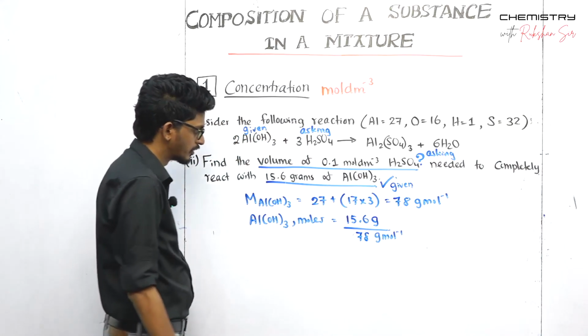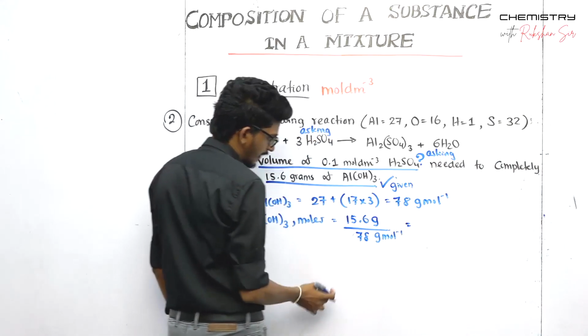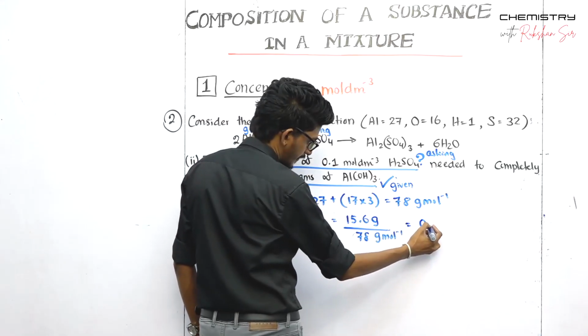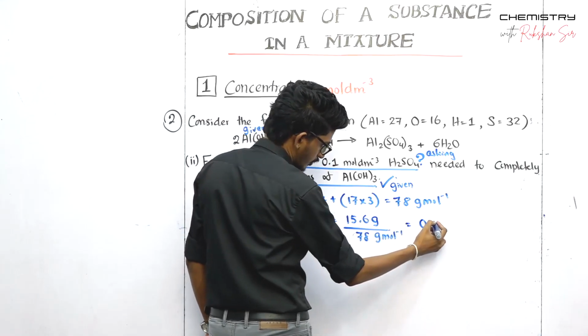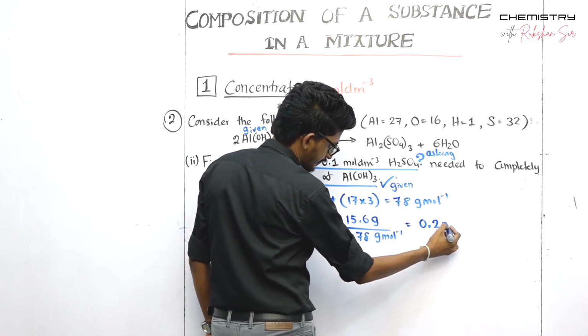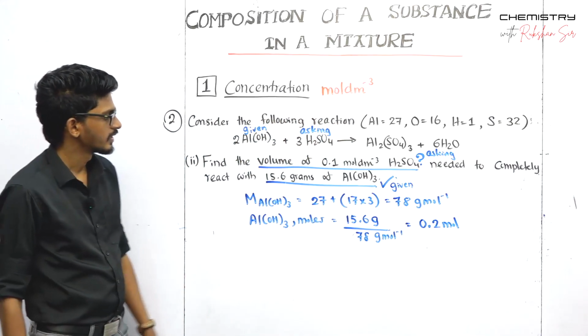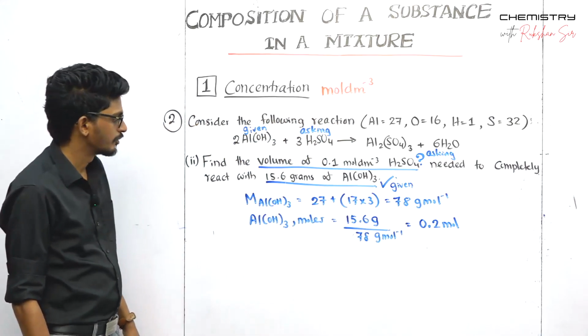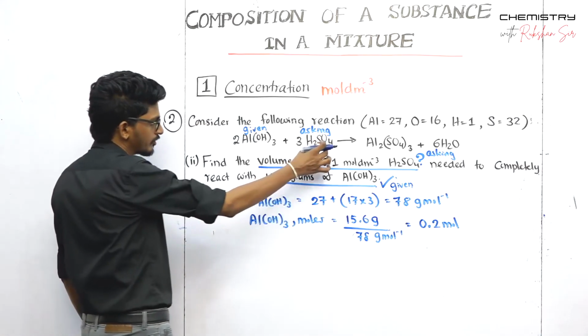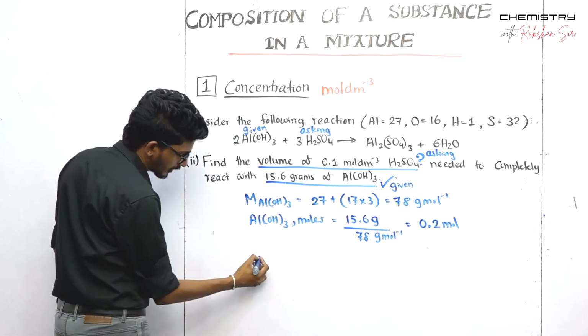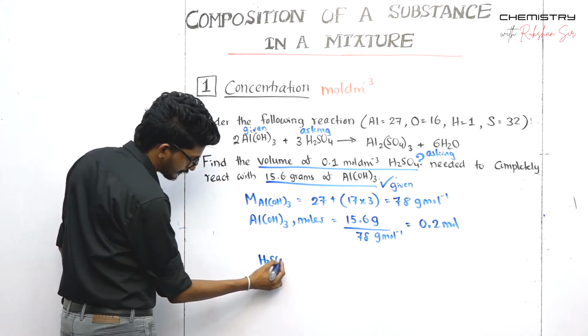So that will give you a value as 0.2. That is the number of moles of aluminum hydroxide. That number of moles of aluminum hydroxide can be used to come up with the number of moles of H2SO4. So, H2SO4 moles.